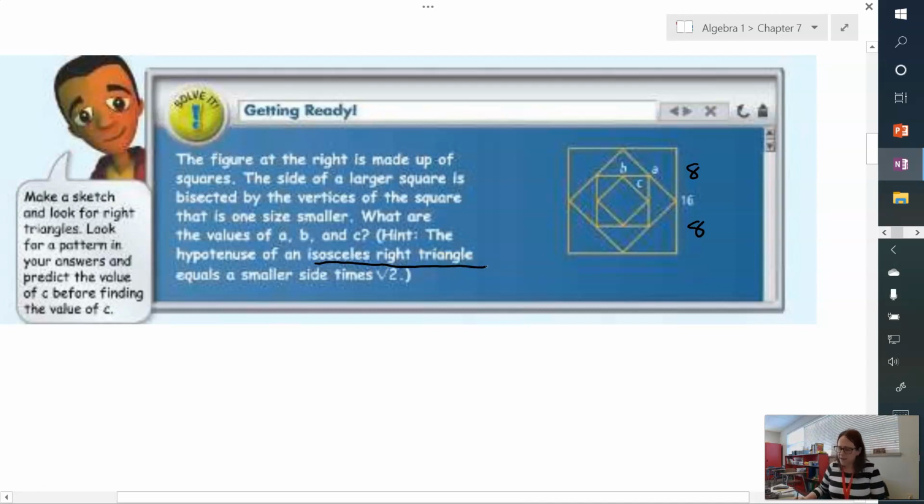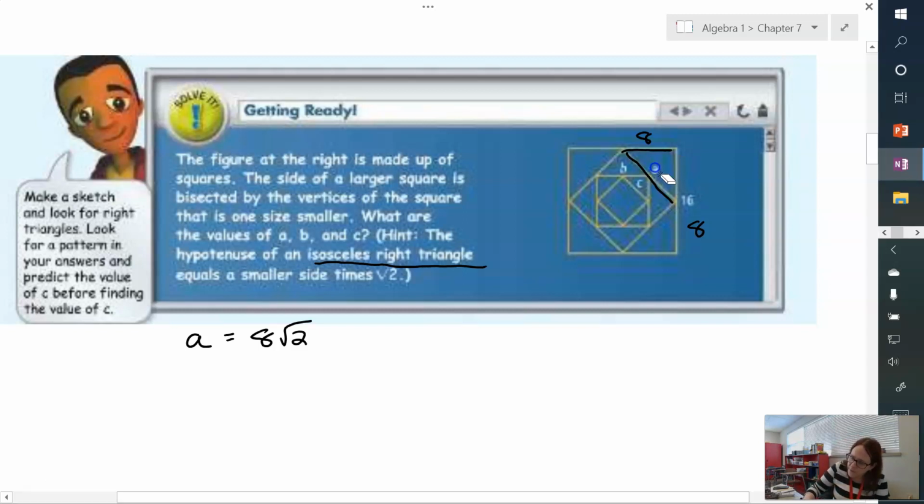So if I want to look at A, I'm going to look at this triangle here that I'm darkening. And I know that each side of that triangle is 8. And it says that the hypotenuse is the side times the square root of 2. So A is going to be 8 times the square root of 2. And now it says to find B and C.